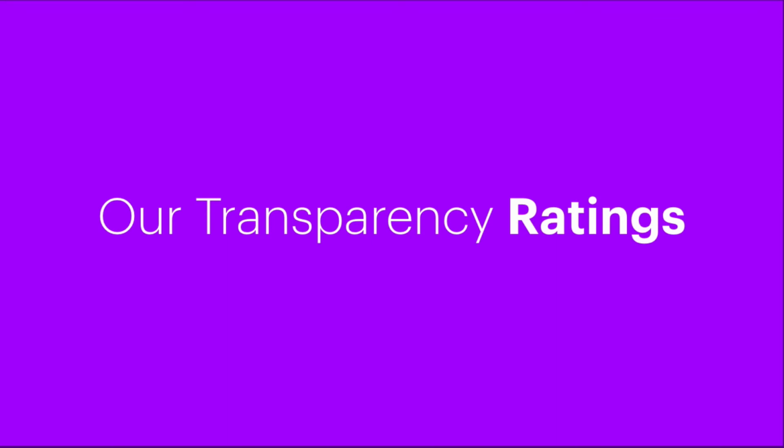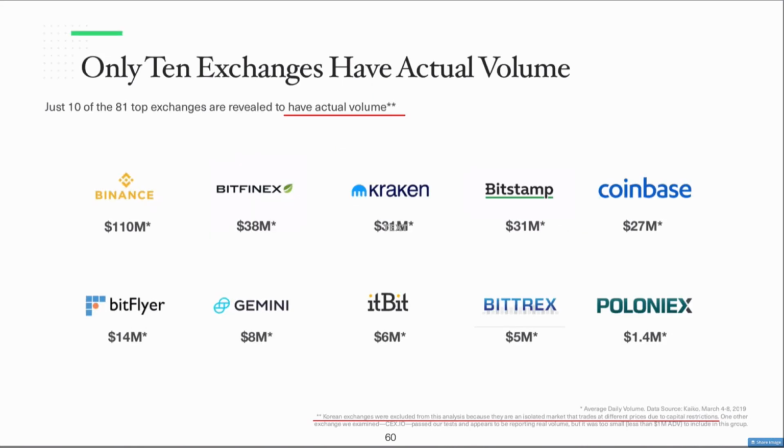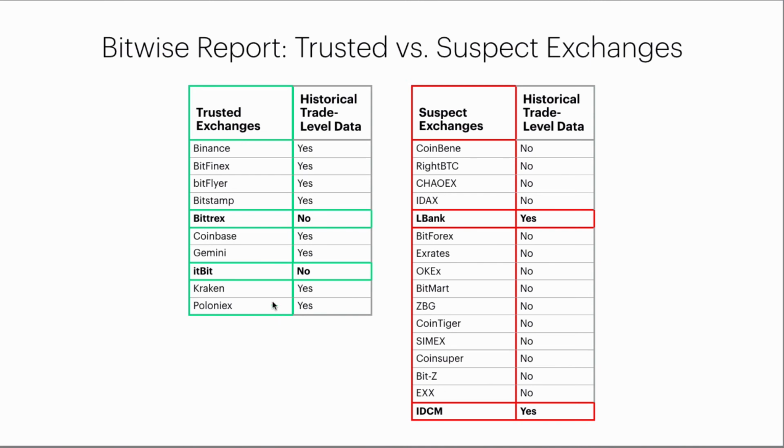I think it's probably worth discussing a little bit our transparency ratings. So you might recall that Bitwise put out a report where they identified 10 exchanges that they say have actual volume. And in order to do this analysis, they looked at Bitcoin to USD and Bitcoin to Tether markets. And they looked at 80 exchanges. They did not look at exchanges that did not have Bitcoin to USD and Bitcoin to Tether markets. And we were looking at this data and we found something interesting. We found that of the 10 exchanges that were deemed to be good by Bitwise, or deemed to be trusted, 8 out of these 10 exchanges provided historical gapless raw trade data.